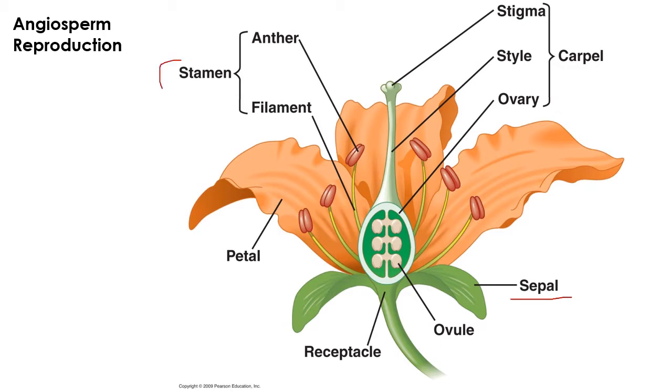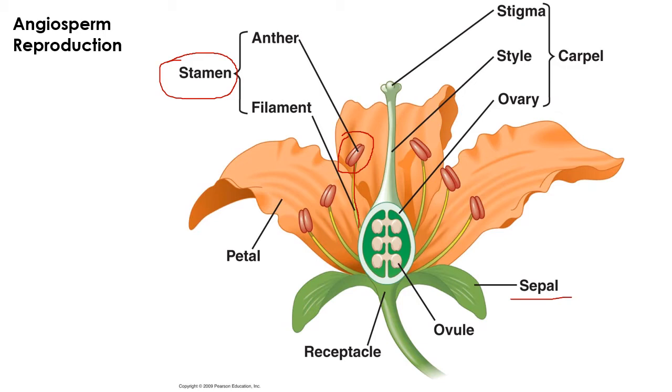So over here, the stamens are the male reproductive parts. This is where the pollen is produced, and so we have a filament, which is this sort of linear thing here, and then an anther. And the anther is where the pollen grains are produced and stored and released.